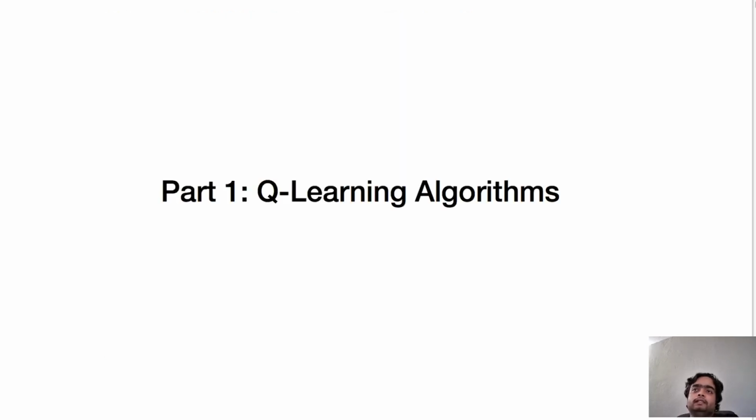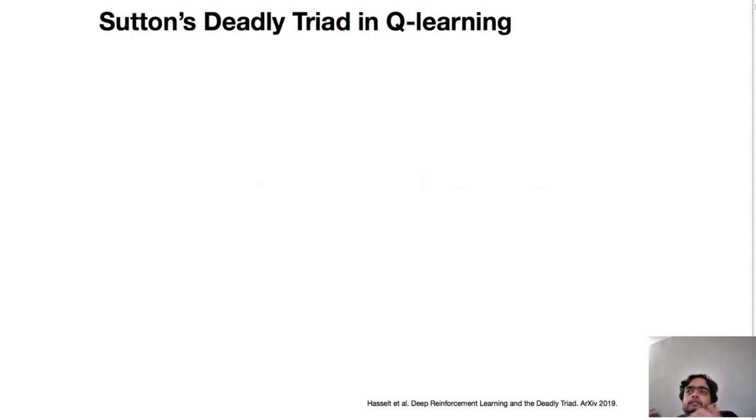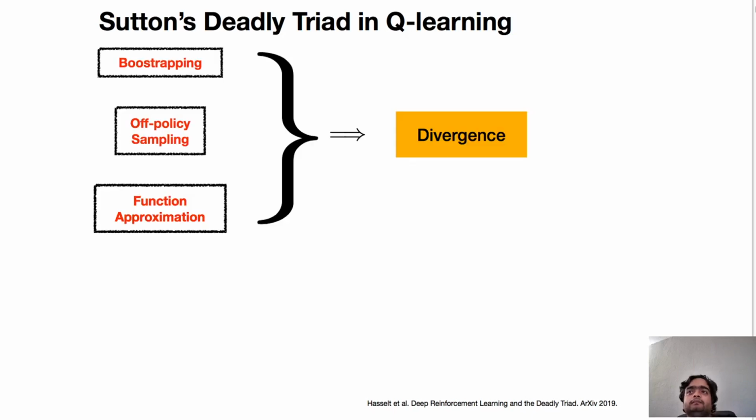Okay, so let's start with Q-learning algorithms, specifically deep Q-learning algorithms. One of the most famous phenomena in Q-learning is Sutton's deadly triad. What does the deadly triad say?